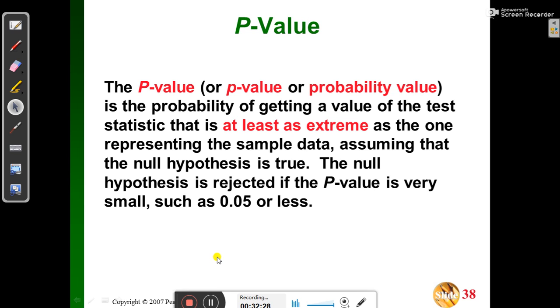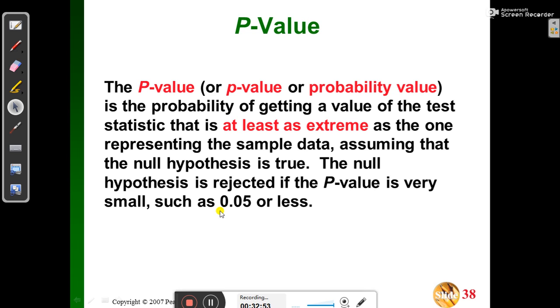So next point is p-value. The p-value, or probability value, is the probability of getting a value of the test statistic that is at least as extreme as the one representing the sample data, assuming that the null hypothesis is true. The null hypothesis is rejected if the p-value is very, very small, such as 0.05 or less.